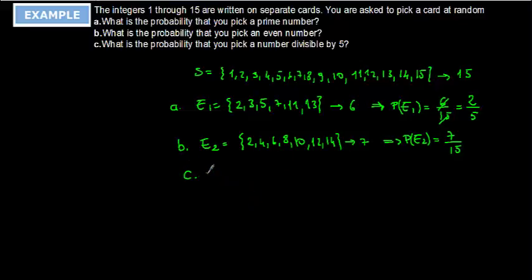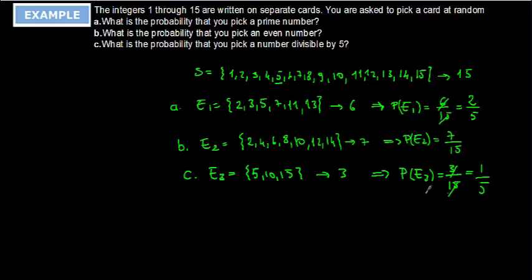Okay, for the third event now. The numbers divisible by 5 means here 1, 2, 3, 4 cannot be, because 5 is only divisible by, and 10 and 15 they are divisible by 5. These are going to be 5, 10 and 15. So there are 3 numbers in this set. Elements of the set is 3. Probability of the event 3 is going to be 3 over 15. When you simplify by 3, 1 over 5 is going to be.